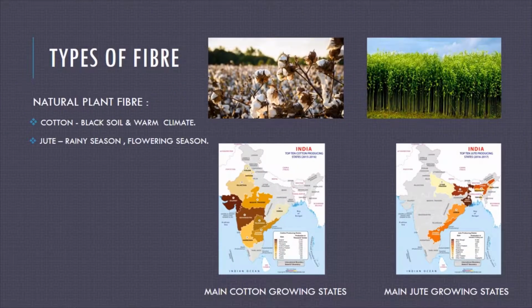Natural plant fiber. Our first natural plant fiber is cotton. We get cotton from fruit of the cotton plant. The fruit of the cotton plant are called cotton balls. These cotton balls take 60 days to attain the maturity stage. After this, the cotton balls burst open when ripe.